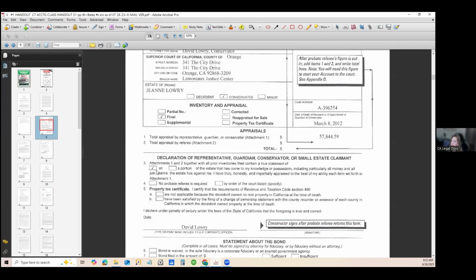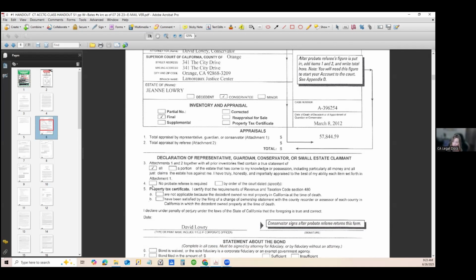So completing the form, I want to see number 3 says this is all of the assets. If I'm only doing a partial, this box would be marked, or if I'm doing a corrected, I'll also mark this box. If I'm doing a supplement, I'll also mark this box, but I typically want to see that they have stated it's all of the assets.